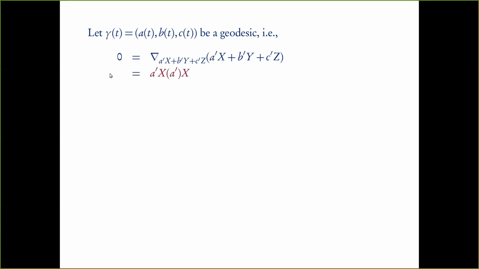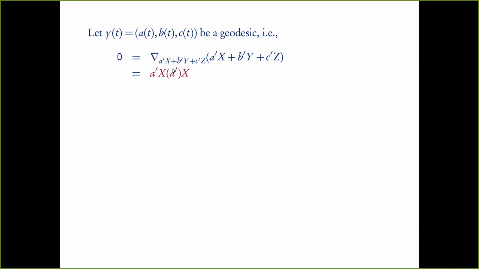Okay, so now we expand. We know that it is C infinity linear in the subscript, which means I could simply take all of these out and separate them, and I'm simply calculating nabla of a prime X acting on these 3 things. And I can even pull out the a prime, so it's going to be nabla of X acting on all of these 3 things. So when nabla of X acts on this, what happens?